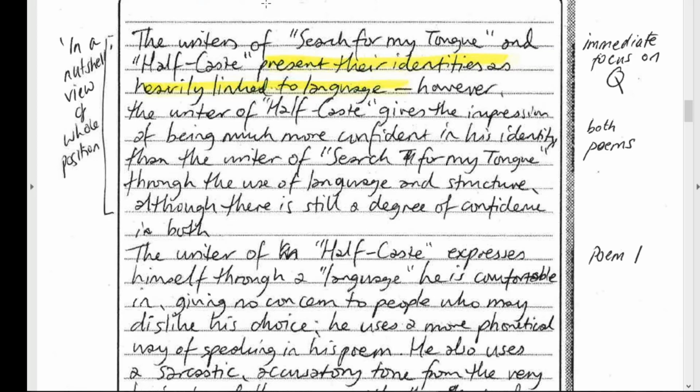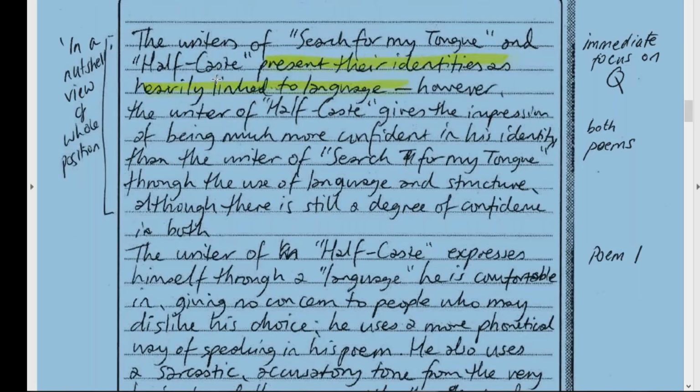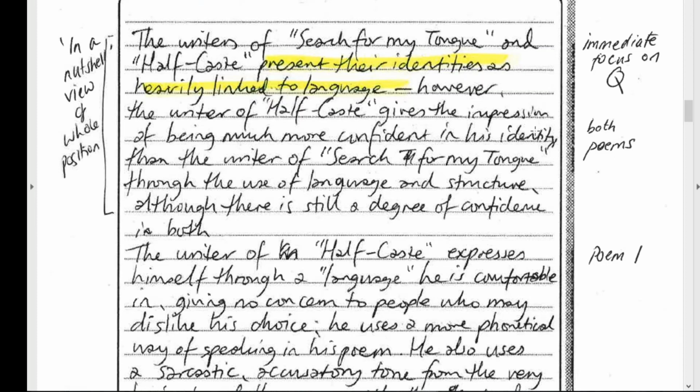And so a good way to start a comparison response is by flagging for the reader, the examiner, what your general view is of the two texts together. And obviously it's also good in the discourse markers or topic sentences to keep the focus on the question. So this candidate has got a link straight away: presents identities as heavily linked to language. So it's in a nutshell, and both poems are mentioned.